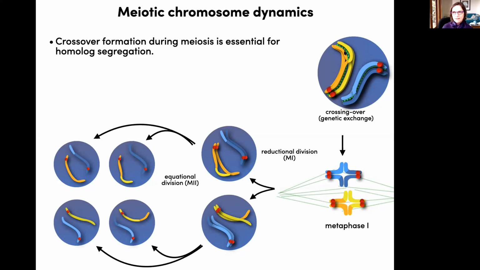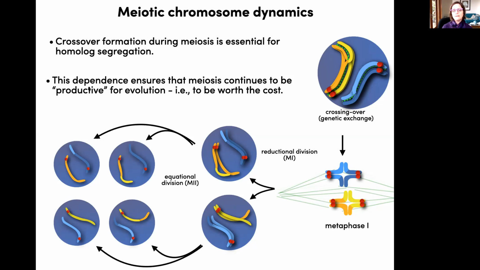So Gary, I think, mentioned that this crossover process is essential for the proper segregation of homologous chromosomes. It actually forms a physical link that holds the chromosomes together at this point and enables them to go away from each other during the division. And it seems very likely that the fact that this crossover process is mechanically required for the process of meiosis is a way that evolution has ensured that meiosis continues to be productive, because it's the crossovers that shuffle genetic material in a way that seems to be very advantageous for the organism.